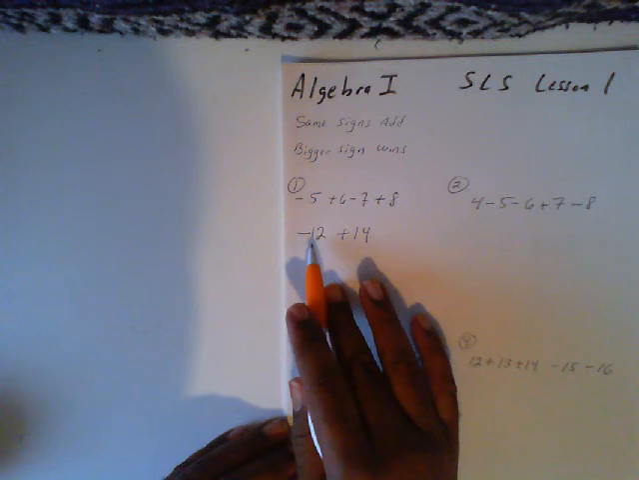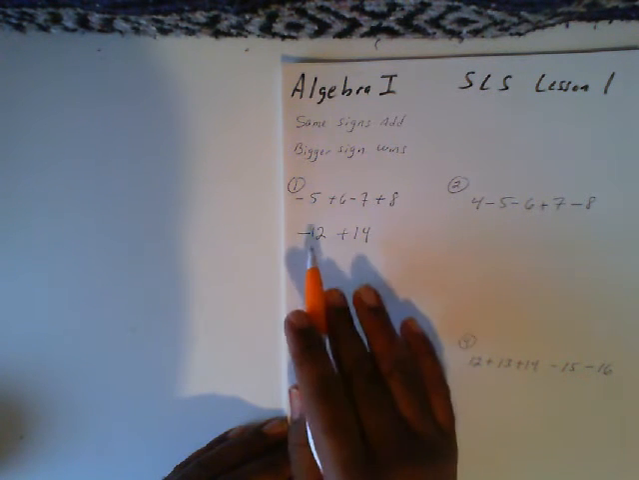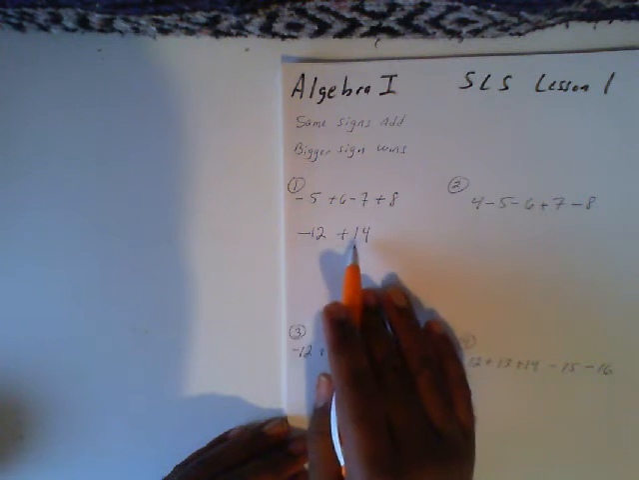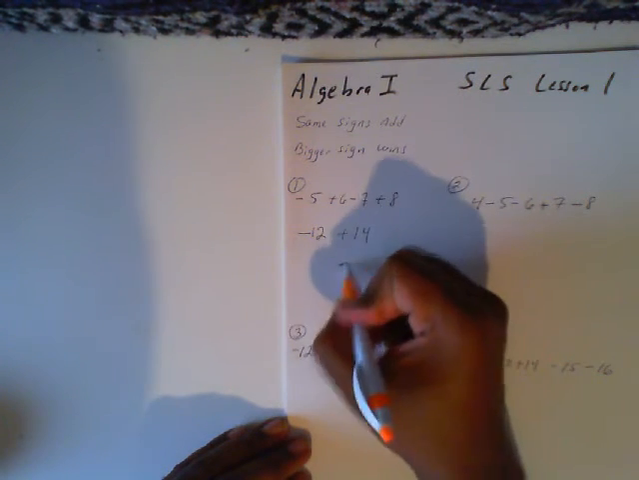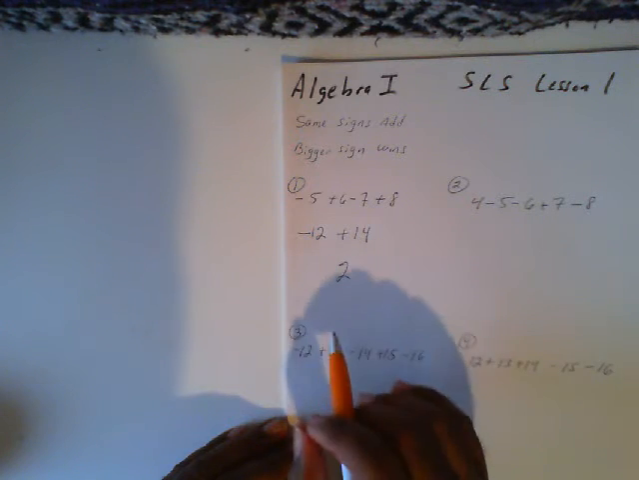Here we have, these are not the same signs. This is negative, this is positive, so we will not add. We will subtract. So different signs we subtract. So 14 take away 12 leaves a 2. The bigger sign is the 14, so this will be a +2.